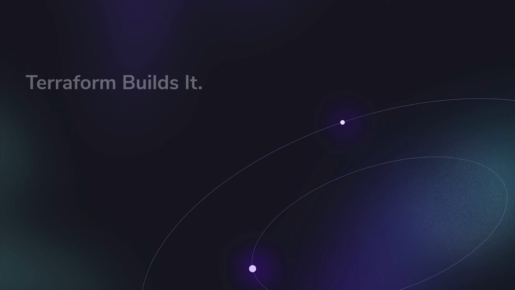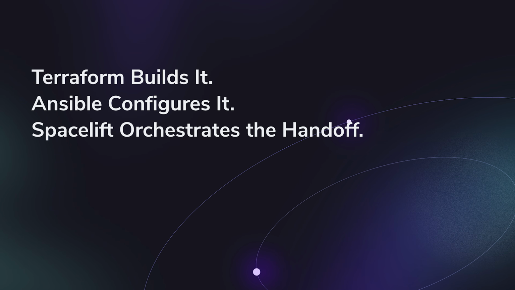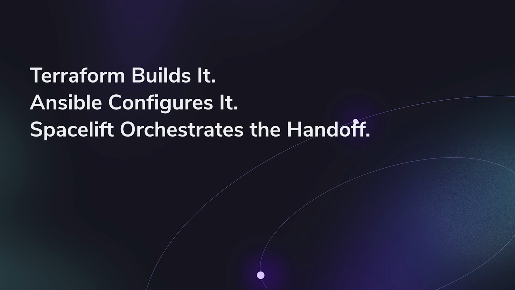So in this video, I'll show you the cleaner pattern. Terraform builds it, Ansible configures it, and Spacelift orchestrates the handoff. Terraform's job is to describe the infrastructure you want, create it, and track it over time. So if you need a VPC, subnets, security groups, EC2 instances, load balancers, databases, IAM roles, or other cloud resources, that's where Terraform fits in.